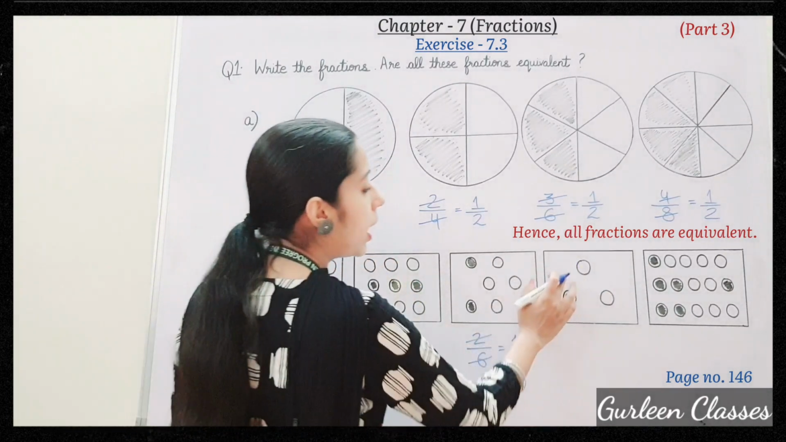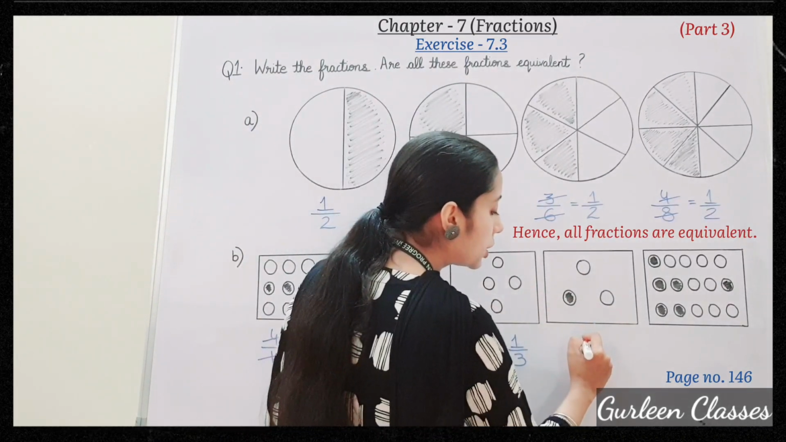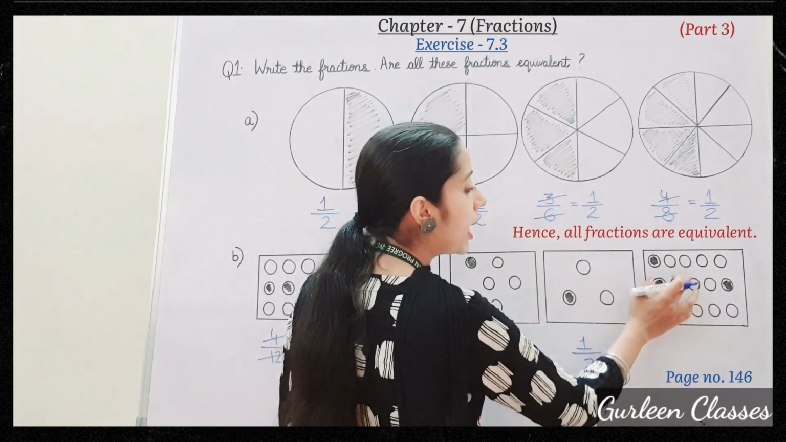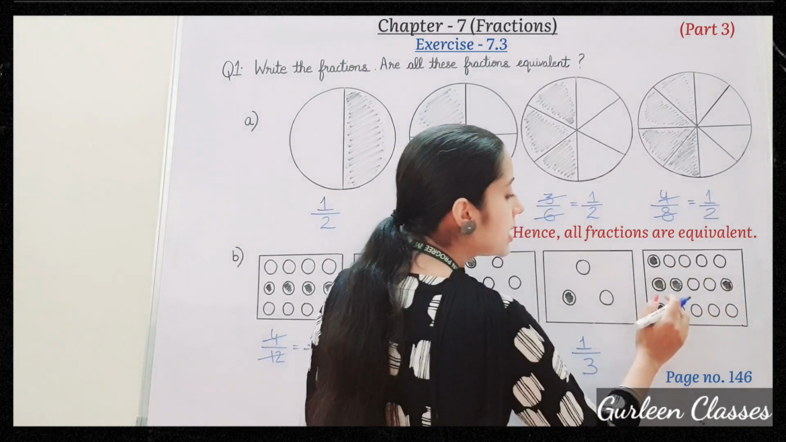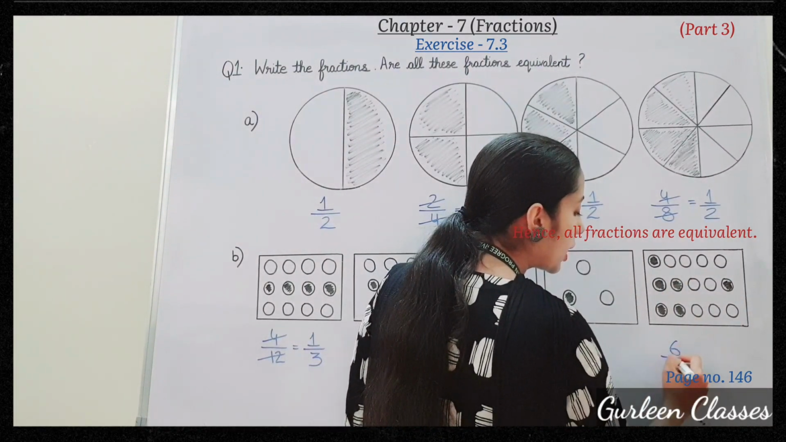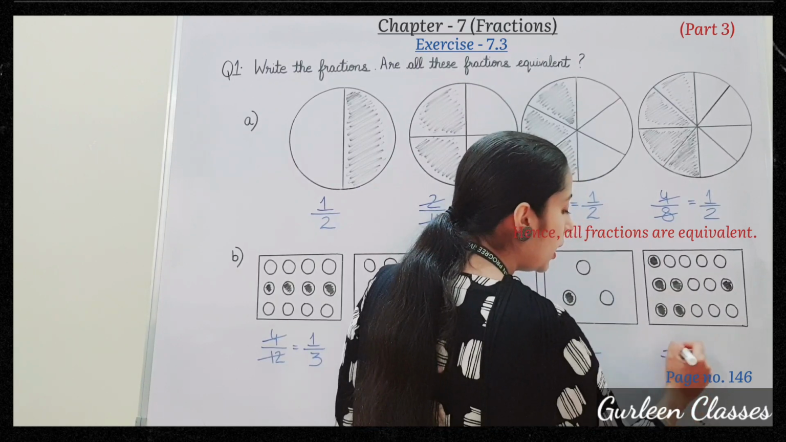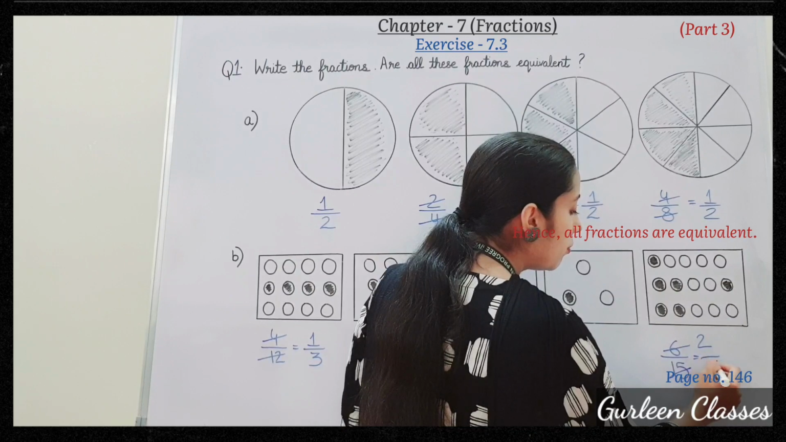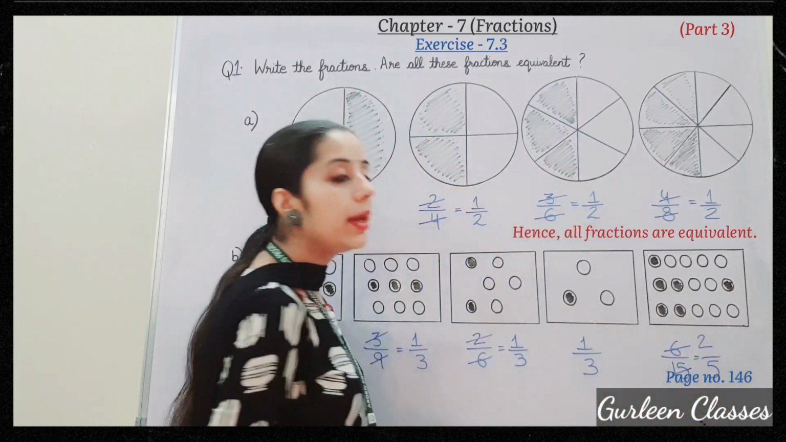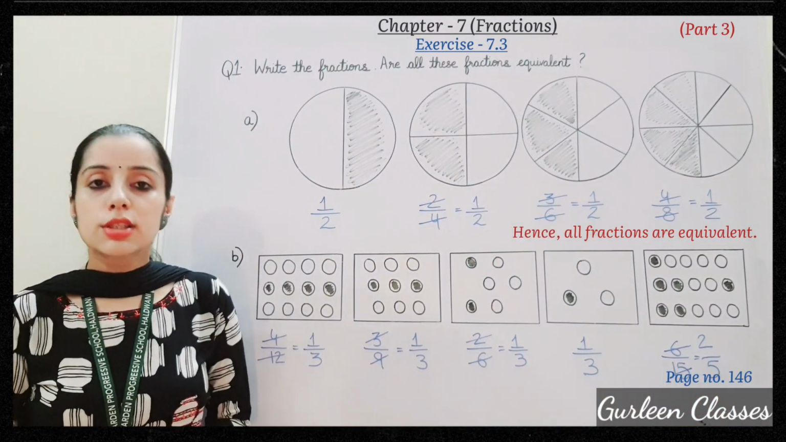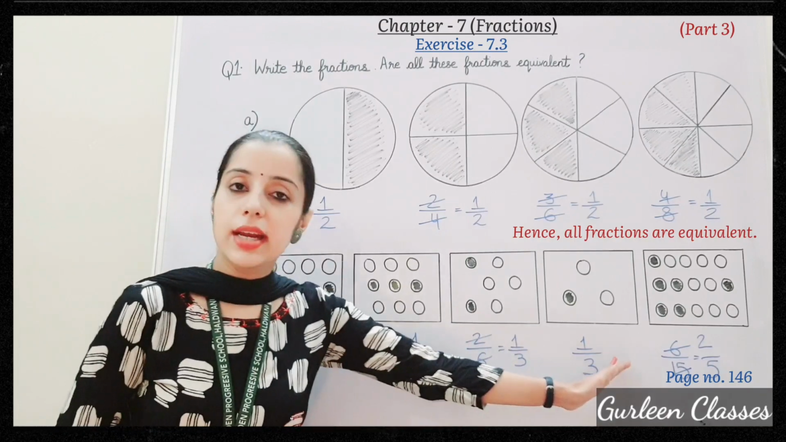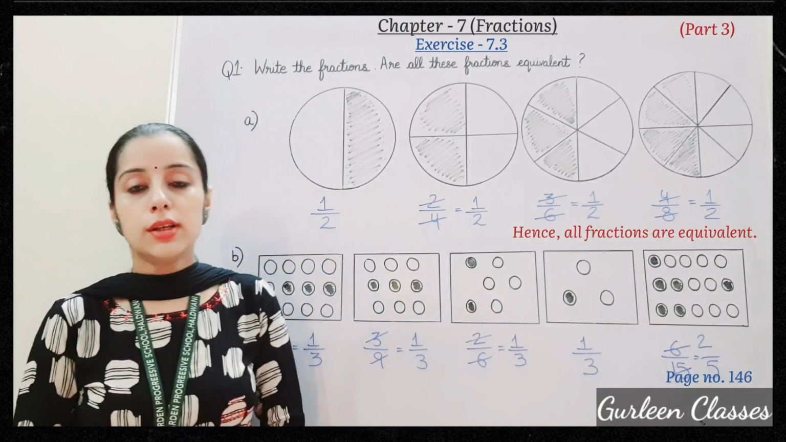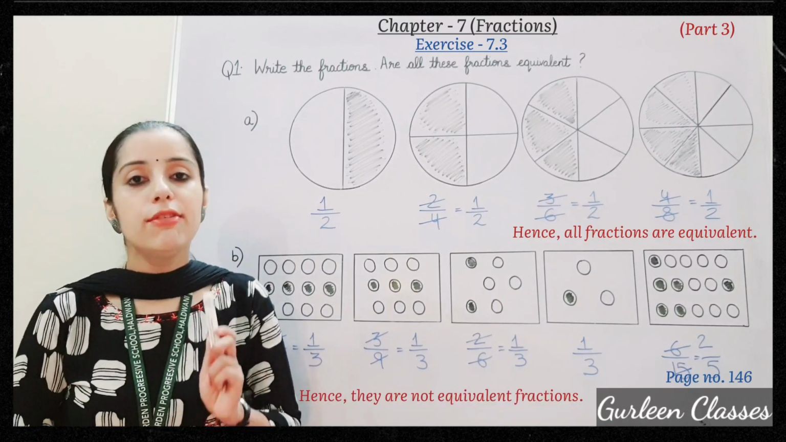Fourth figure 1, 2, 3. So the fraction is 1 upon 3. And the last figure 5, 10, 15 and 6 parts are shaded. Fraction is 6 upon 15. 3 2s are 6 and 3 5s are 15. Fraction is coming 2 upon 5. So students, here all the fractions are reduced into lowest term. But this fraction is not equal. So it is not an equivalent fraction.